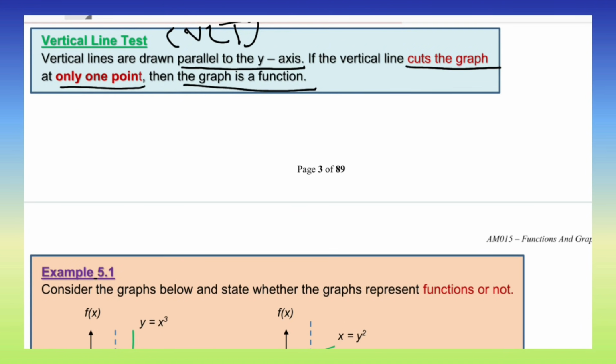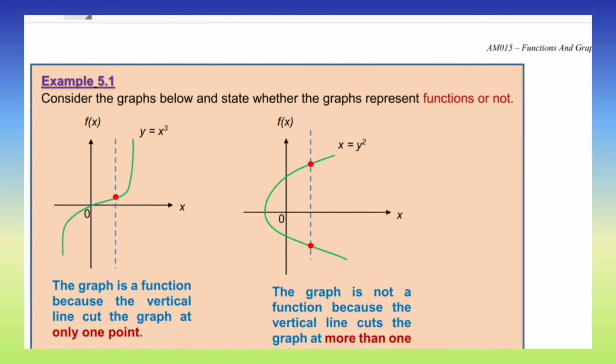We will see example 5.1 regarding the vertical line test. Consider the graph below and state whether the graph represents a function or not. For the first graph, we have a cubic function, represented by the green line. We have to decide whether the cubic graph is a function or not. We sketch the dotted vertical line, the blue one, and we realize that it cuts the green line at one point. So we can conclude that the graph is a function because the vertical line cuts the graph at only one point. So the cubic graph is a function.